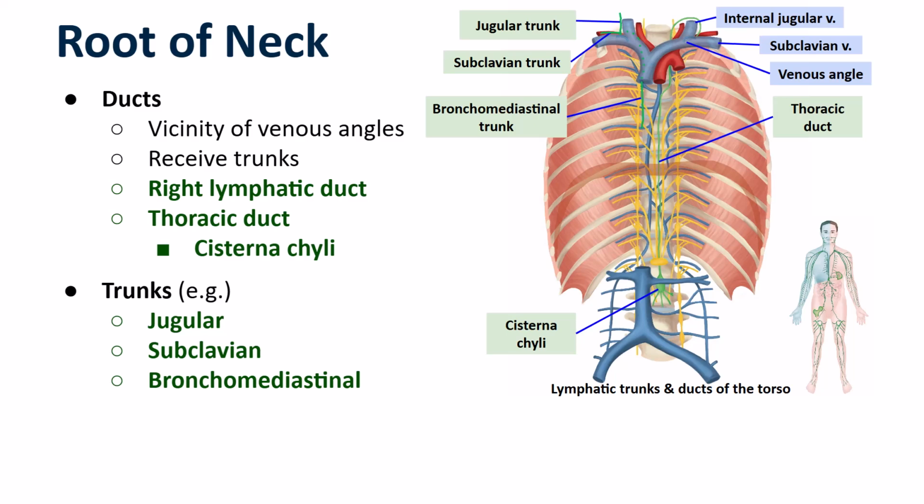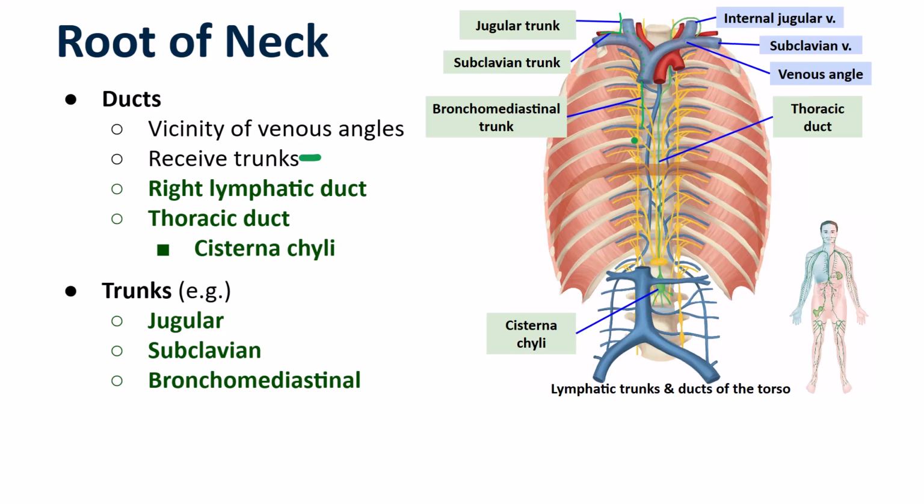There are two ducts here. There is a right lymphatic duct, which is feeding into the right venous angle, which we can see there, and a thoracic duct, which is feeding into the left venous angle, which we can see there. So we've got those two venous angles that receive the ducts, and the ducts will each receive a series of trunks. So let's start with the right lymphatic duct.